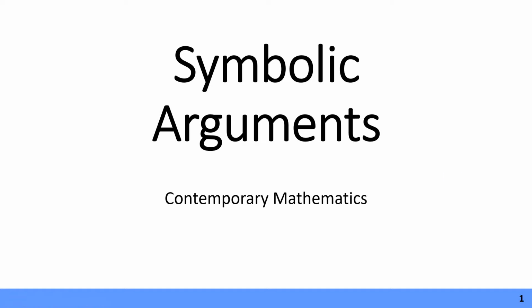All right, for symbolic arguments, we do have to know several parts of the logic unit. So we do have to remember what is a negation, what is a conjunction, what is a disjunction, also what is a conditional and a biconditional statement. So we are going to have to remember all of those because we never know which ones might pop up. But we're going to be doing an example today where we learn how to translate a symbolic argument and how to complete a truth table.